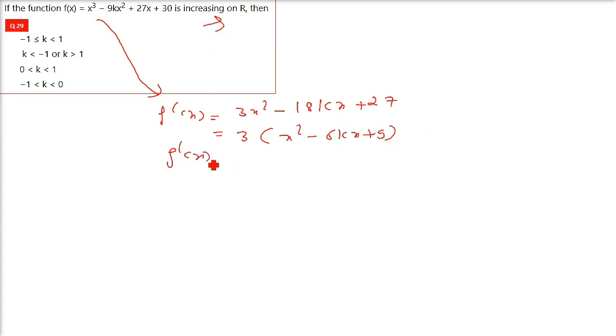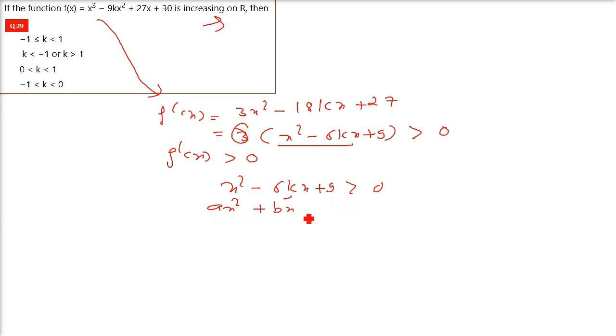Okay, f dash x is increasing, so it is greater than 0. So 3 is positive, so we don't deal with 3 now. We have to deal with x square minus 6kx plus 9 greater than 0. And you already know that if ax square plus bx plus c, which is the quadratic equation, is greater than 0, what do we get? When a is greater than 0 and when b square minus 4ac, which is the discriminant, is less than 0.